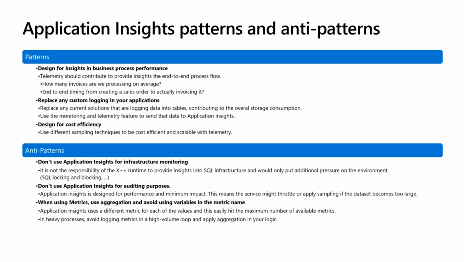The third anti-pattern is when you use metrics: specifically, use aggregation and avoid using variables in the metric name. It's a specific one to call out. Why? Because if you're using variables in the logging request, it actually considers the metric to be a different metric than the one before. So if you're logging the same thing but with a variable name, you'll just get different metrics, and you'll also hit the cap of the maximum amount of metrics you can get. So that's something you can run into quickly.